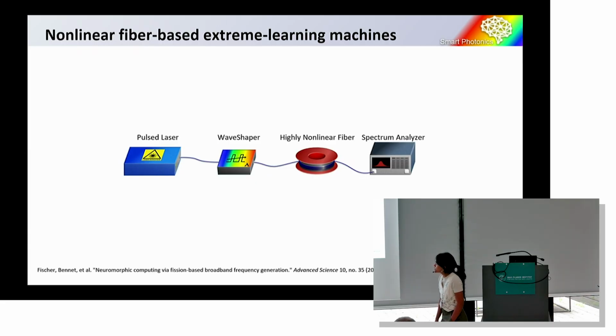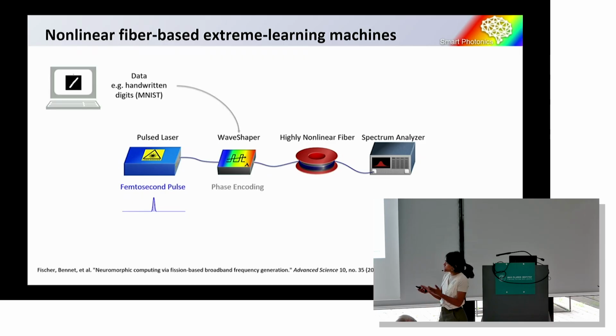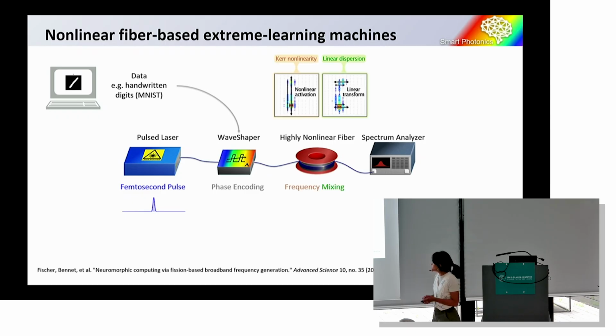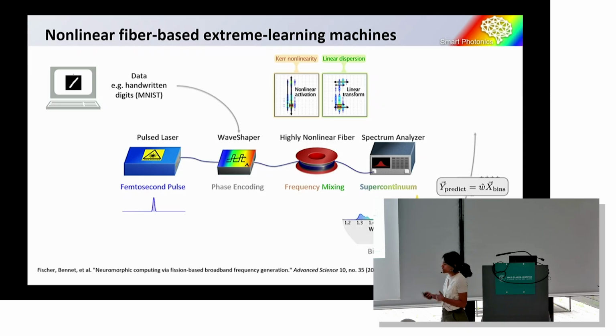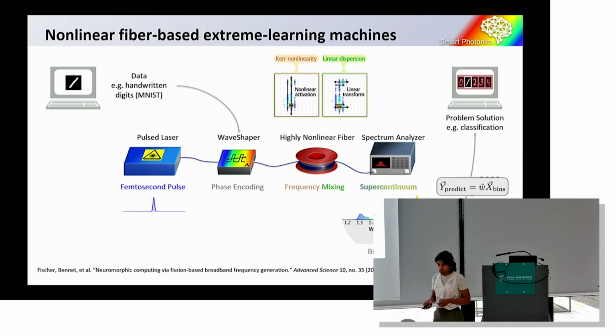To start off, this is what a basic setup would look like for a fiber-based ELM. We have a pulse laser with a femtosecond pulse. This is the information carrier. You would have data like the MNIST handwritten digits, which would be encoded onto this pulse using a wave shaper or an SLM-based setup. Then this pulse that has the information goes through the highly nonlinear fiber, where there's frequency mixing, and at the output you would have a supercontinuum. From this output continuum, you would bin and do a linear regression and have the solution to your problem. In this case, for MNIST, it would be classification.